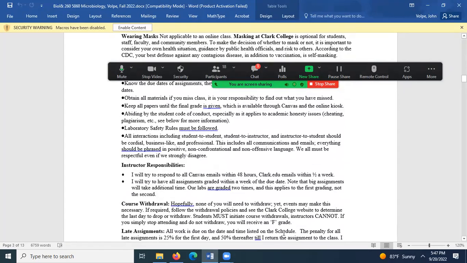Instructor responsibilities. I'll try to respond to all Canvas emails within 48 hours. If you email me at clark.edu, I'll try to respond in about half a week. I will try to have all assignments graded within a week of the due date. The exceptions are the big assignments that take additional time to grade. Generally it takes me longer than a week to grade a big assignment, and that would be the lab report and the infectious disease project. I think those are the only two big assignments.